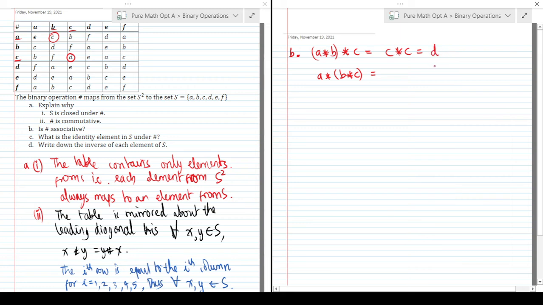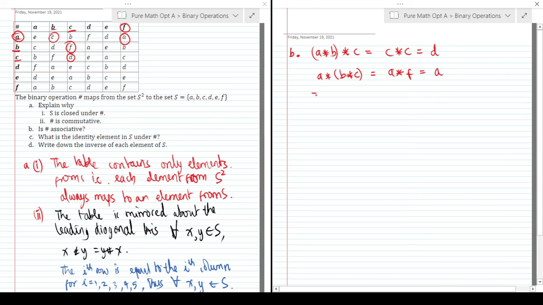So I'm hoping and praying now that the result of the other one isn't D, because if it is D, I haven't really proved anything, because A, B, and C are actual specific triples obtained from the set S. Anyway, so for A star B star C, I need to do A star the result of B star C first. So B star C is equal to F. So A star F is what I'm going to do now. And what do I get? I get A. So the result of this one is different to the result from before.